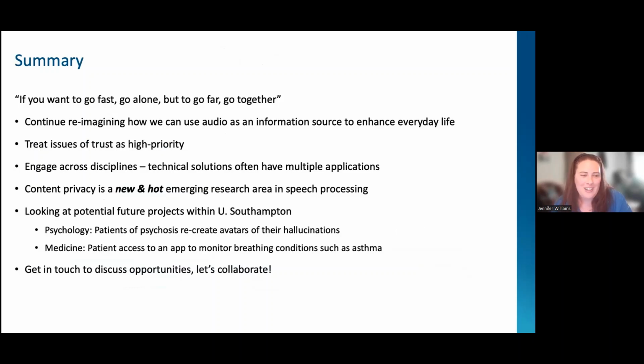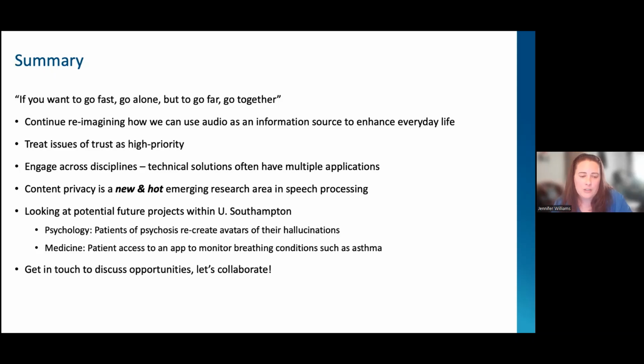Let's go far. I want to continue reimagining how we can use audio as an information source to enhance our everyday life, but also treat issues of trust as the highest priority. It's important to engage across disciplines because the best technical solutions often have multiple applications beyond what we think we're developing. Content privacy is a new and hot emerging research area in speech processing.